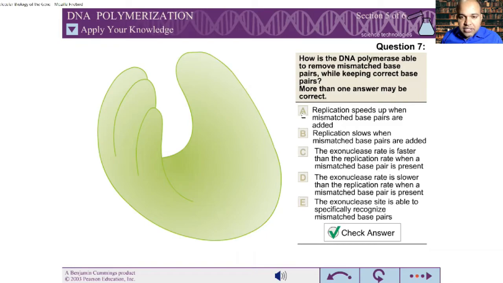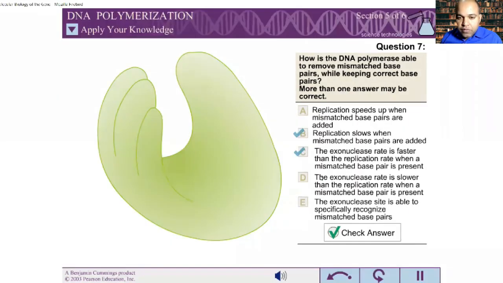So what we find here is that replication is speed up when the mismatched base pair is added. No, replication in fact slows down when mismatched base pairs are added. The exonuclease rate is faster than the replication rate when a mismatched base pair is present. The exonuclease rate is slower. No, it is not possible. The exonuclease site is able to specifically recognize base pair. No, it never specifically recognizes base pair.